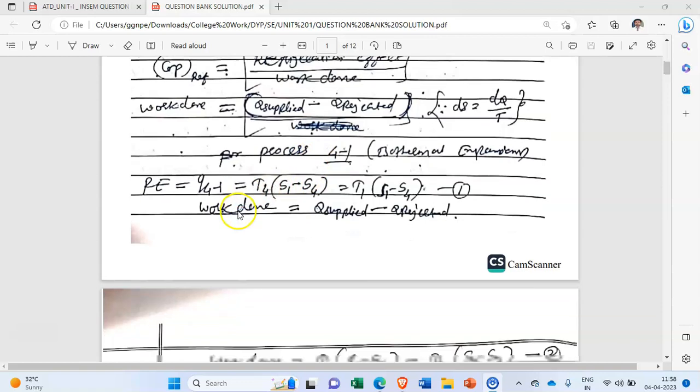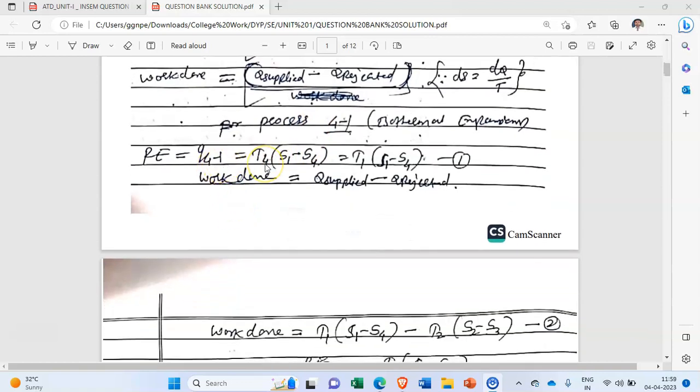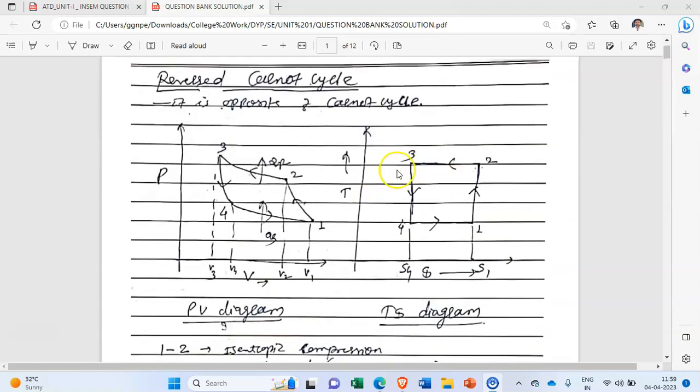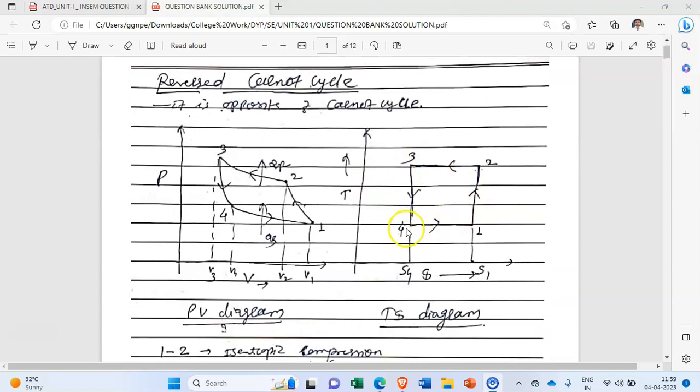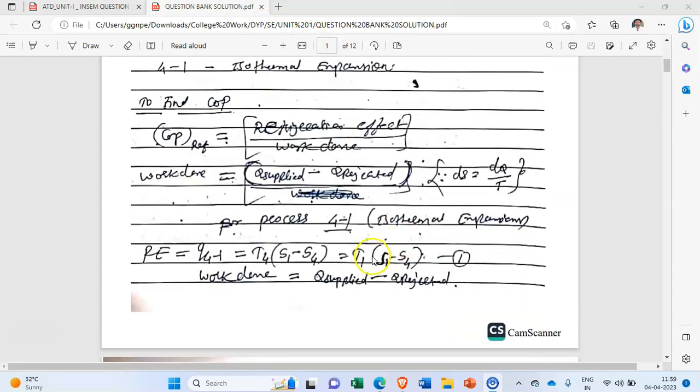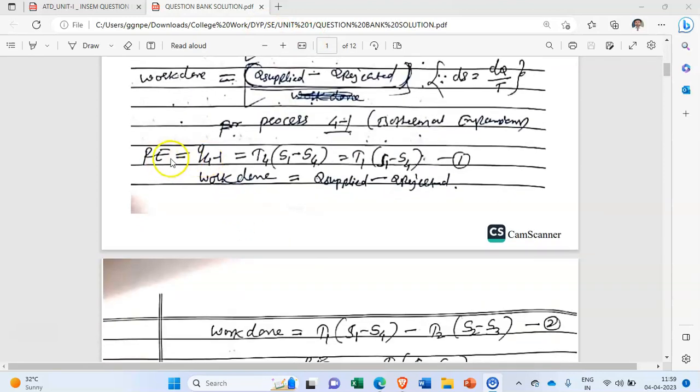So for process 4 to 1, we can write T4. Look at this T4. We can write here T4 as well as T1, because the temperatures T4 and T1 are the same. So refrigeration effect RE is equal to Q4 to 1, which can be written as T4 (S1 minus S4), or this can be written as T1 in bracket (S1 minus S4).